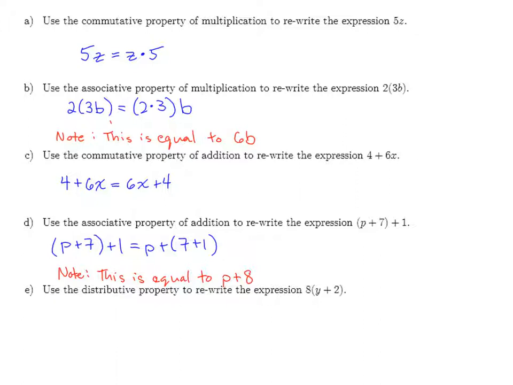Lastly, we're asked to use the distributive property to rewrite the expression 8 times the quantity y plus 2. So taking 8, and that quantity y plus 2 is in parentheses, we will distribute that 8 across the quantity y plus 2. And you'll sometimes see an arrow going from the 8 to the y and then to the 2, just as a reminder that multiplication is distributing across addition here. So this will turn into 8 times y plus 8 times 2.